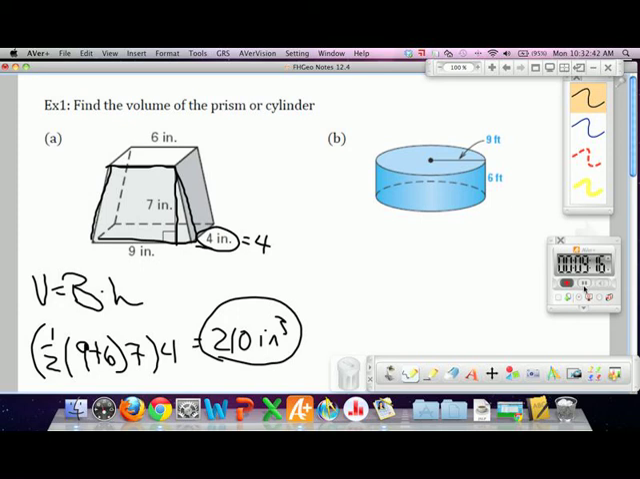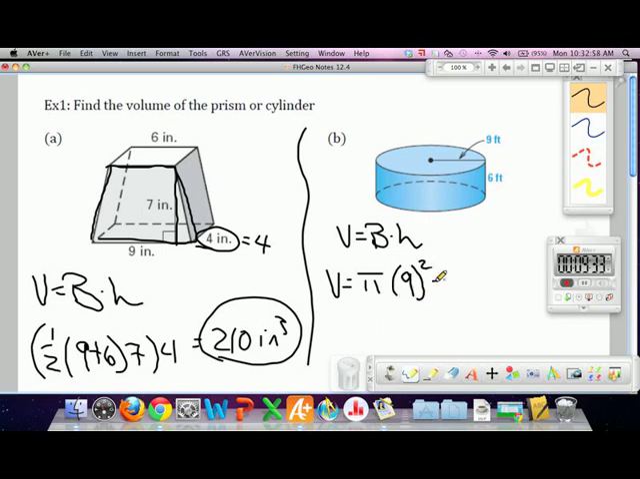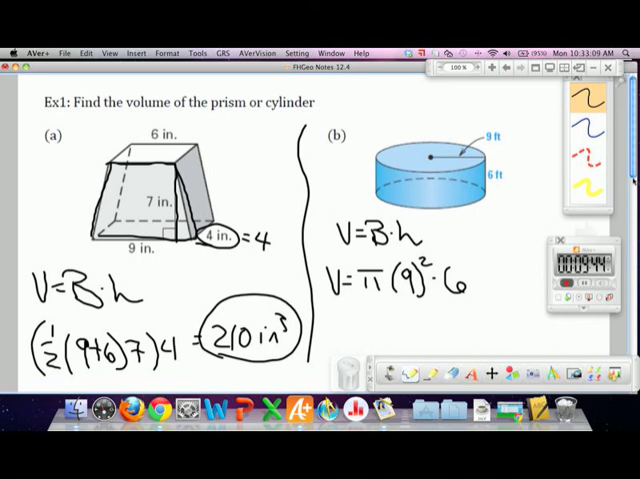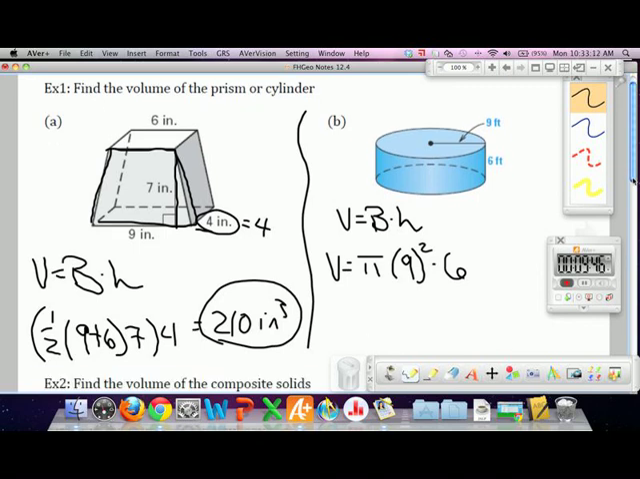In B, the cylinder. A cylinder is just a prism with a base as its circle. In this case, the area of the base is pi r squared, which in this case is 81 pi, times 6, which is, I believe, 81 times 6 is 486 times pi.